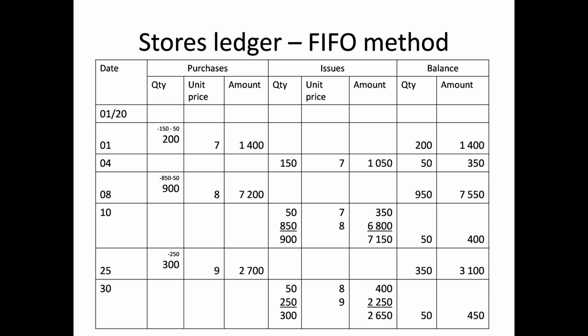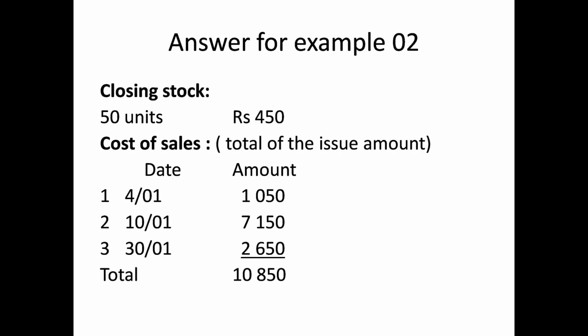We need to calculate the closing stock and cost of sales now. Now the answer for example 2. You need to write closing stock 50 units. The final answer you have arrived at the balance column. And the rupee value is 450 rupees. Then you need to calculate the cost of sales.